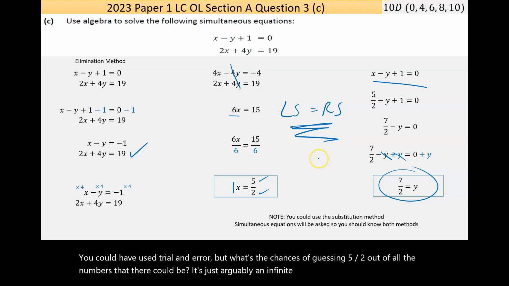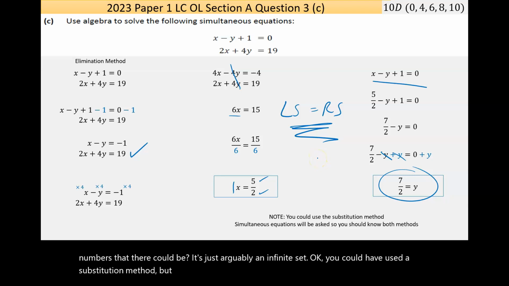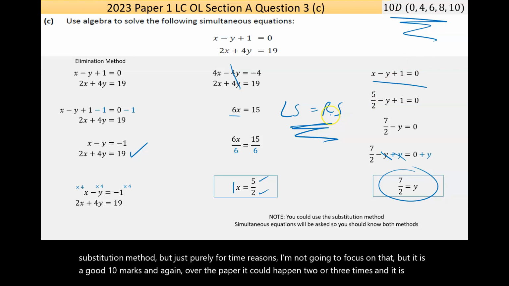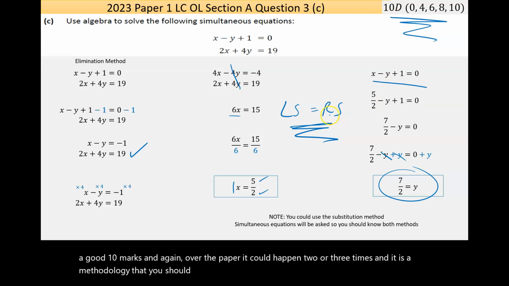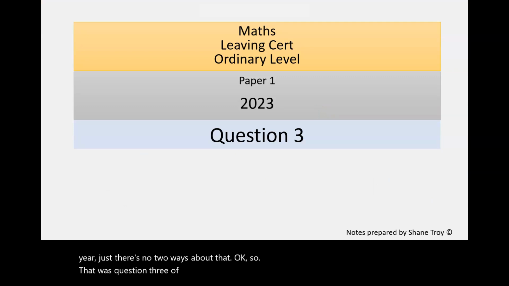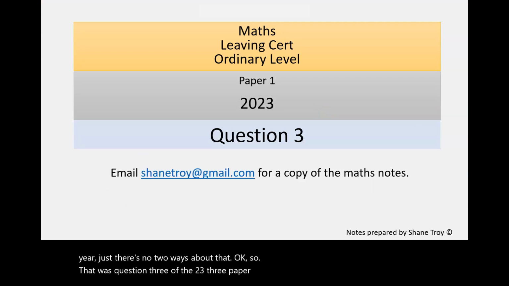Okay. You could have used a substitution method, but just purely for time reasons, I'm not going to focus on that. But it is a good 10 marks. And again, over the paper, it could happen 2 or 3 times. And it is a methodology that you should practice. And there's any number of resources. It's asked every year. There's no two ways about that. Okay, so that was question 3 of the 2023 paper 1, Leaving Cert Maths Ordinary Level.